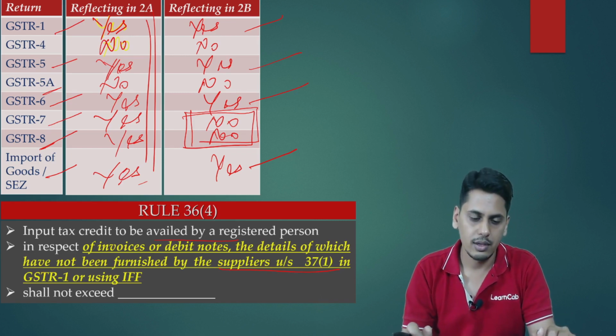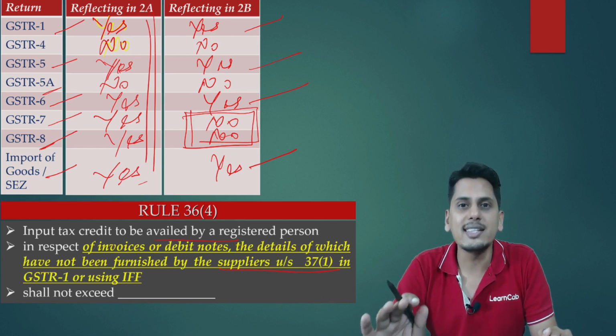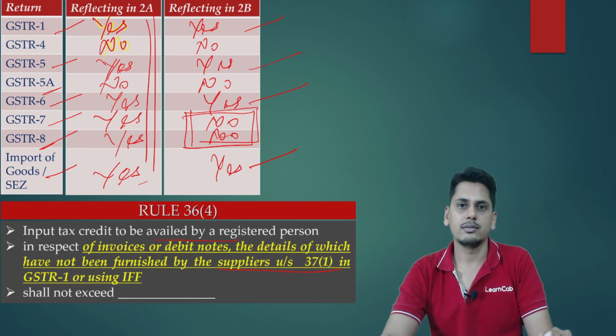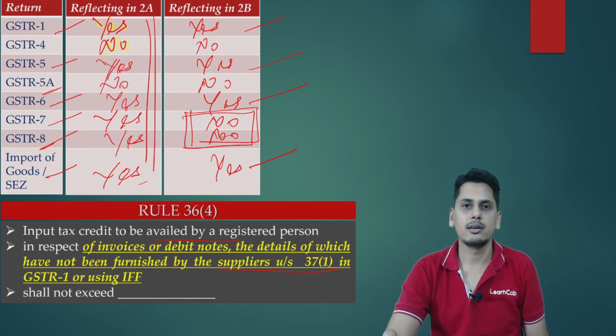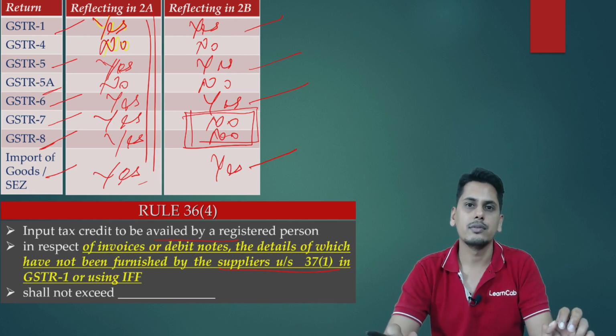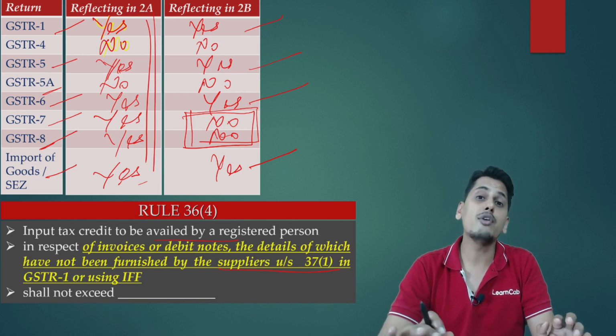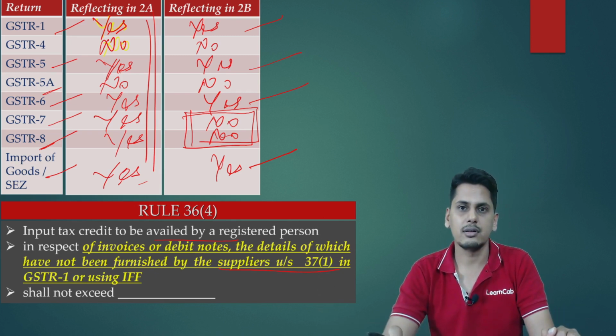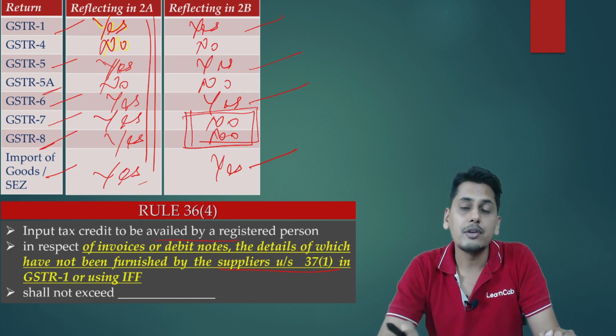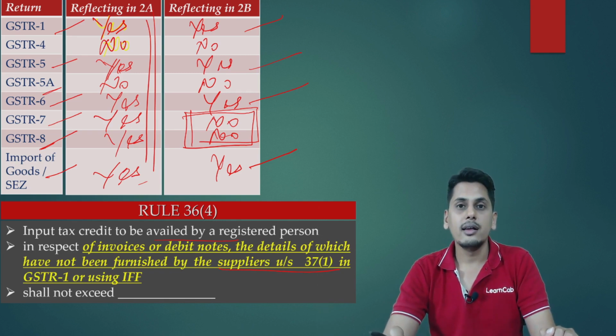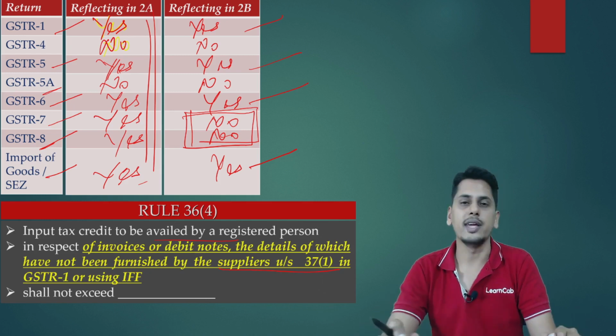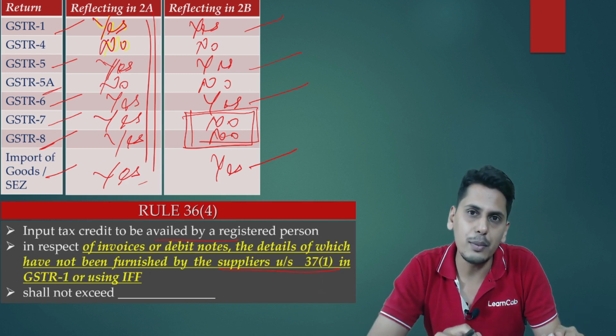Question number 2. You are a non-resident taxable person. You have made supplies to me. I received the invoice from you. I received the goods from you. I made the payment to you. But you have not filed GSTR-5, and it is not appearing in my GSTR-2B. Can I take the input tax credit?